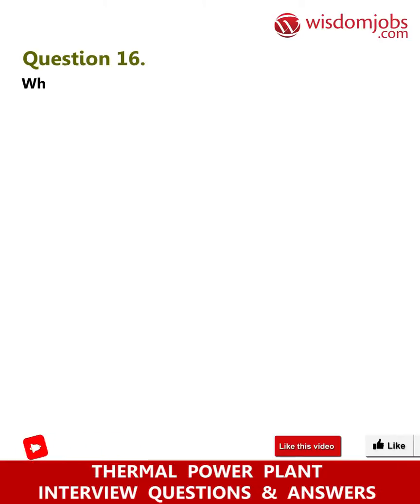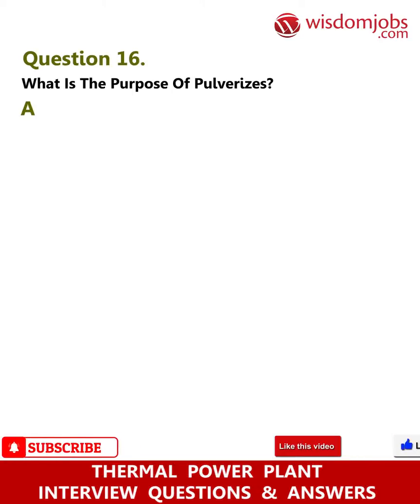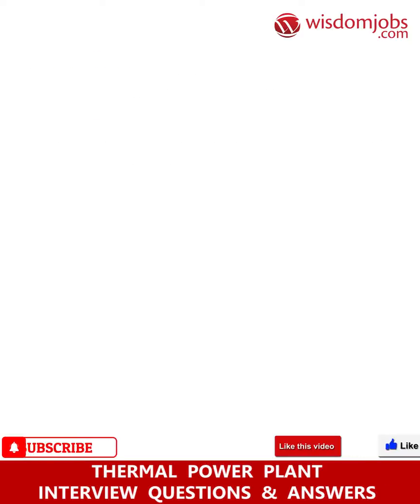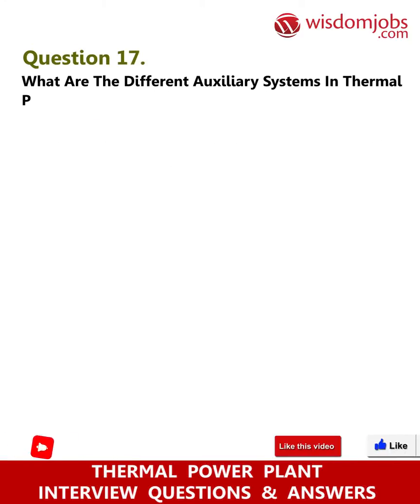Question 16. What is the purpose of pulverizers? Answer. Pulverizers serve two purposes: to dry the coal and to grind the coal. They crush the coal to a size of 74 microns. Question 17. What are the different auxiliary systems in a thermal power plant?